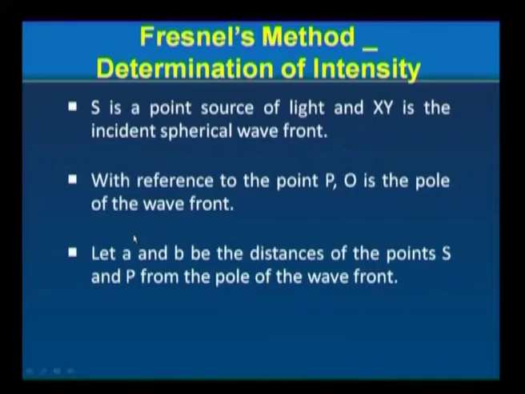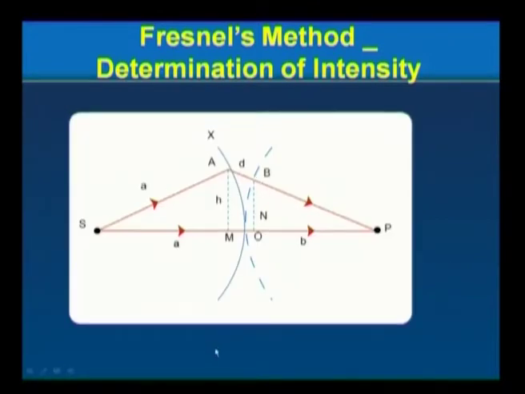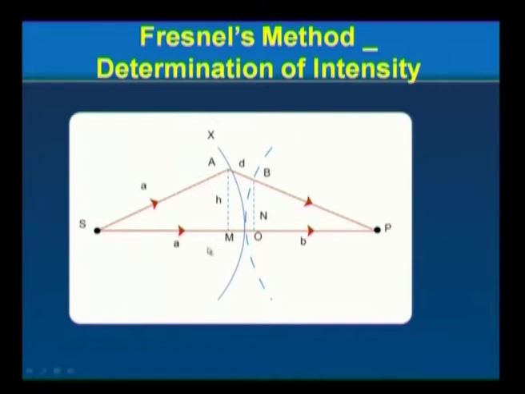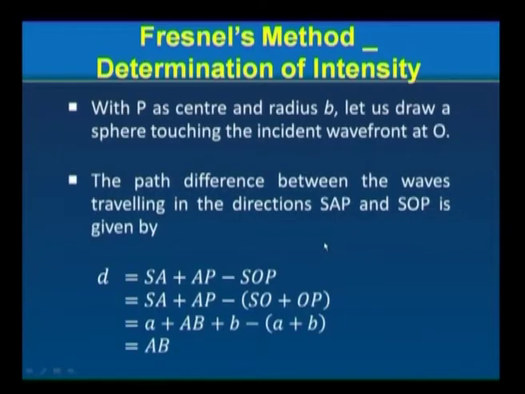So, S is a point source. You have the wavefront here, XY, and with reference to the point P, O is the pole of the wavefront, A and B are the distances separating the source and the wavefront, and the wavefront to the point P, and these are half-period zones. As I told you, that is the method by which the intensities were obtained using Fresnel's method. Now, let us see how the intensity works out to be.